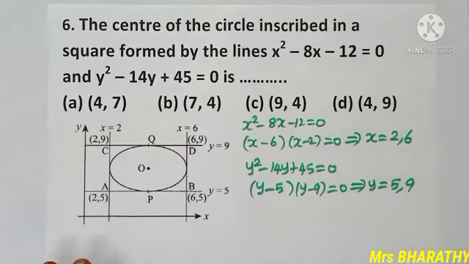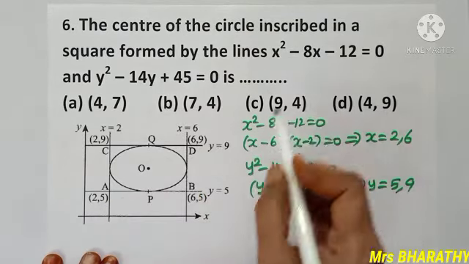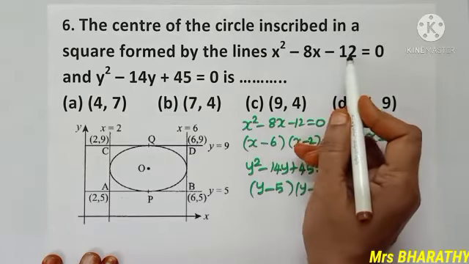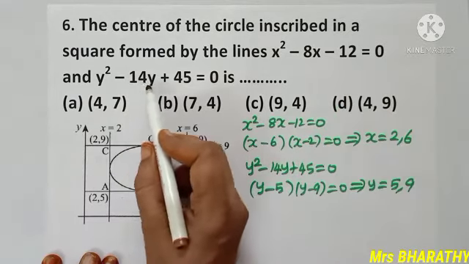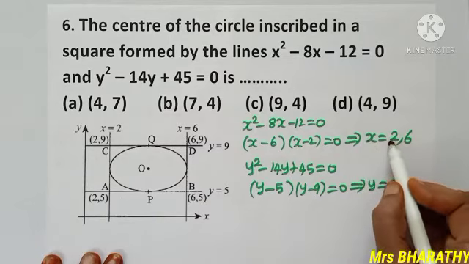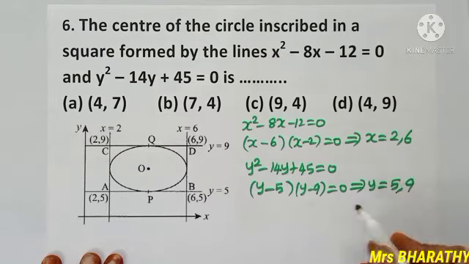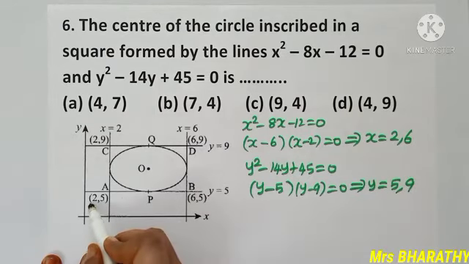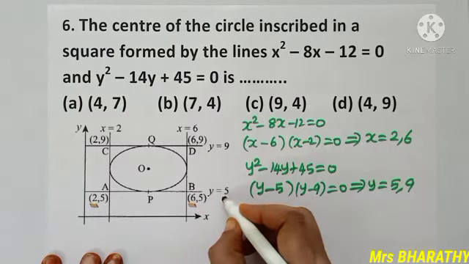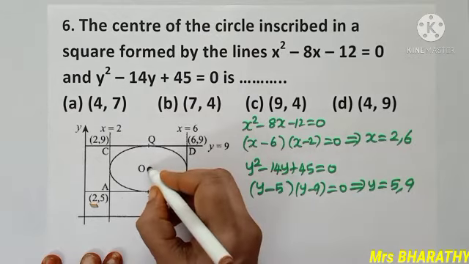Question number 6. The center of the circle inscribed in a square formed by the lines x square minus 8x minus 12 equals 0, y square minus 14y plus 45 equals 0. As we try to solve the two, we get x is equal to 2, 6, y is equal to 5, 9. It is also clear from the diagram. X value 2, x value 6, y value 5, y value 9. So as we know, we need to find the center.